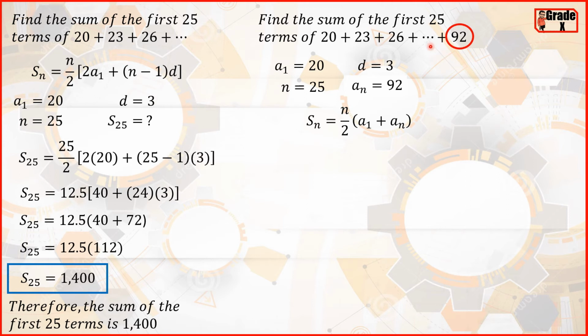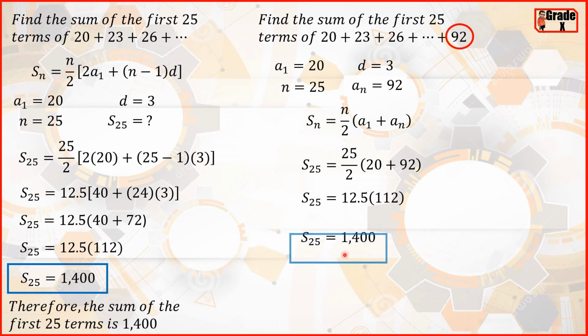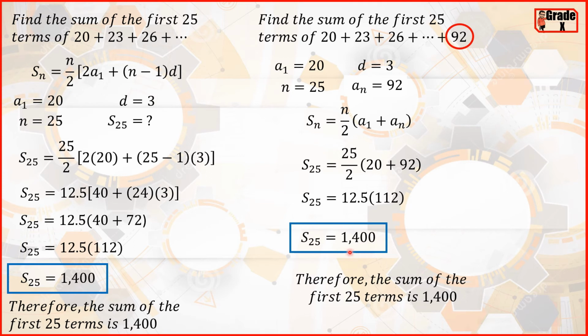So, i-substitute na natin yung mga given values. S sub 25 equals n is 25, so 25 over 2. A sub 1 is 20. A sub n or the last term is 92. Then, 25 divided by 2 is equal to 12.5. 20 plus 92, and that is 112. Then multiply 12.5 and 112, and that is 1,400, which is also the same in our previous example.